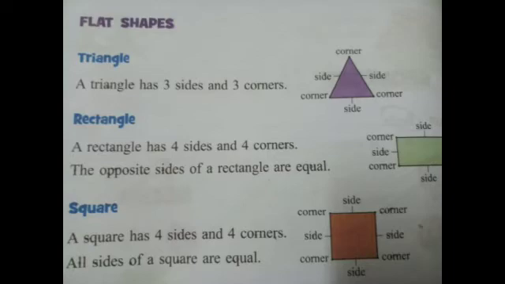Coming to the rectangle, green in color. A rectangle has 4 sides and 4 corners. Look at the picture: the opposite sides of the rectangle are equal. Look at the sides, both opposite sides are equal. Okay, children, coming to the square. A square has 4 sides and 4 corners. All the sides of the square are equal.